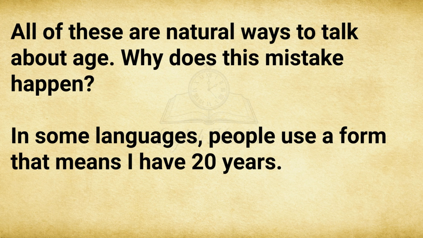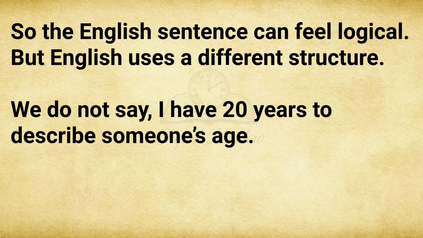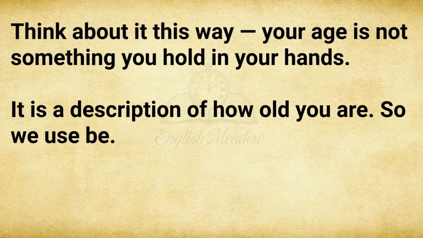Why does this mistake happen? In some languages, people use a form that means, "I have 20 years," so the English sentence can feel logical. But English uses a different structure. We do not say, "I have 20 years" to describe someone's age. Think about it this way. Your age is not something you hold in your hands. It is a description of how old you are.